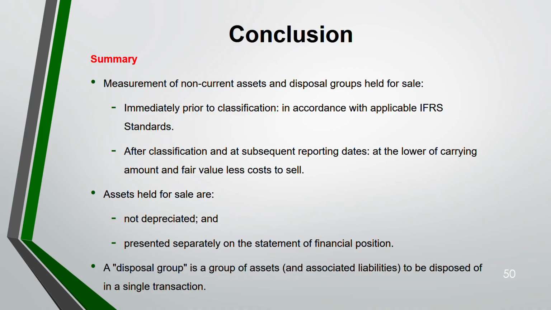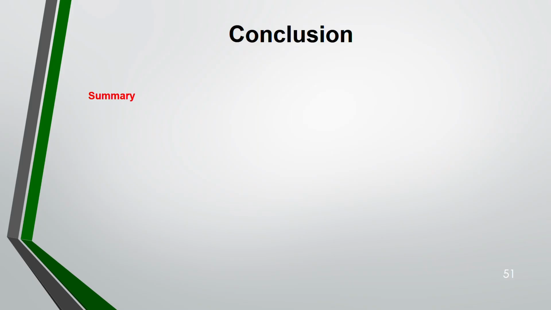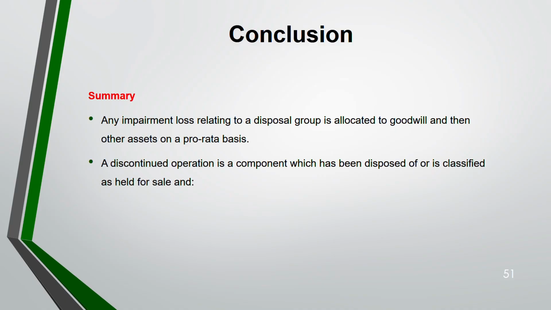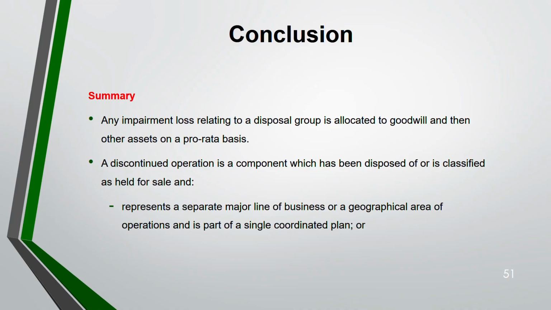A disposal group is a group of assets and associated liabilities to be disposed of in a single transaction. Any impairment loss that relates to a disposal group will be allocated first to goodwill and then to other assets on a pro rata basis. A discontinued operation is a component which has been disposed of or is classified as held for sale, and these are the further criteria needed for it to be classified as discontinued. You should have a separate major line of business or a geographical area which you can discontinue, or it's part of a single coordinated plan, or you have acquired a subsidiary with a view to resale.